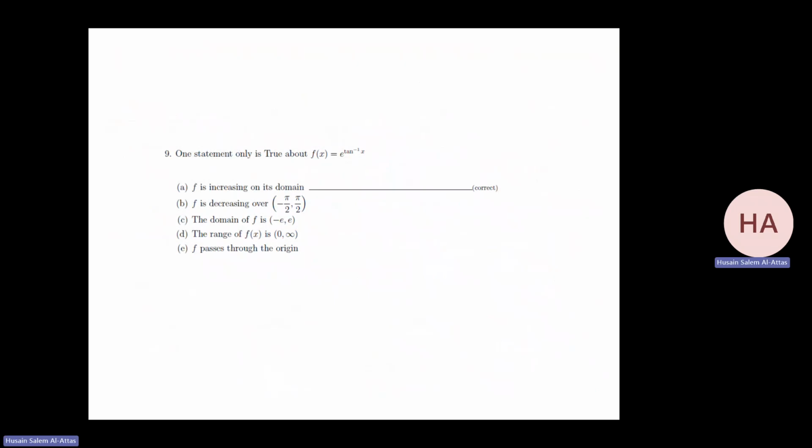Which statement is true about this function? He gave me a function like this, and he's talking about the domain, increasing, decreasing, passes through the origin. This is not correct, since f at 0: tan inverse of 0 is 0, it will be e to the power 0, which is 1. So this is not correct.